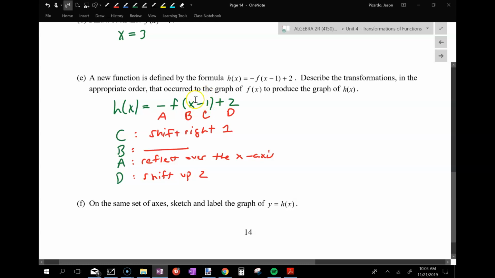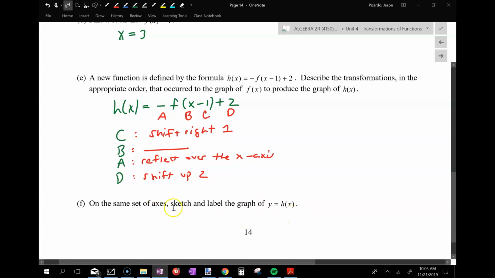Shift to the right one because it's the opposite, and I'm inside, and it deals with x's. The B value is a 1, so that doesn't do anything. The A value is negative, which means we reflect it over the x-axis because it's a vertical motion. And then I'm going to shift it up 2 units.